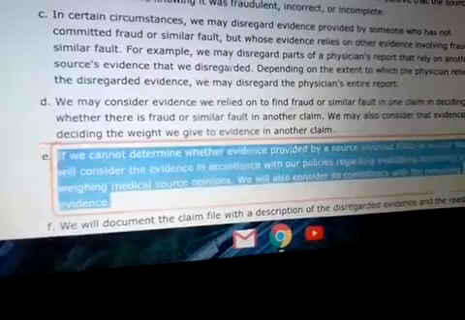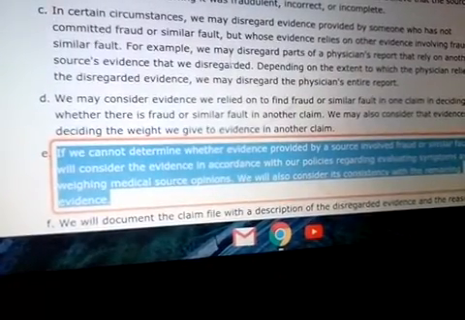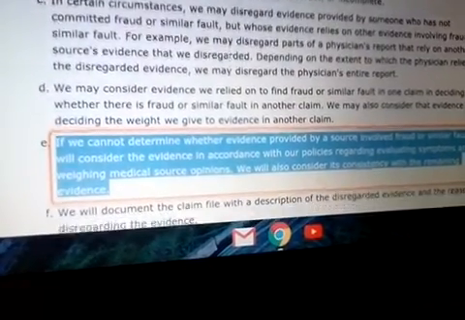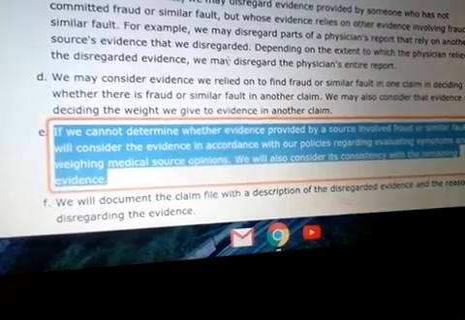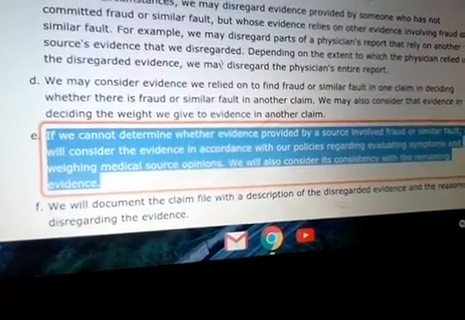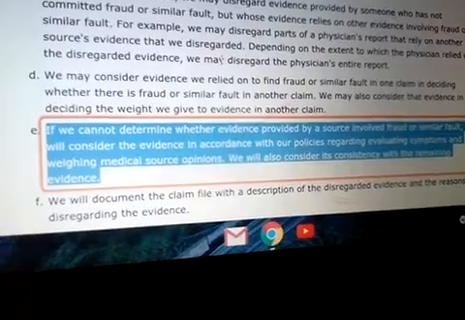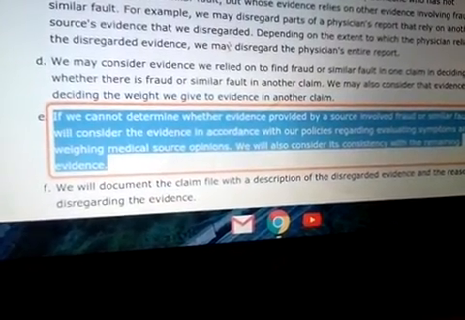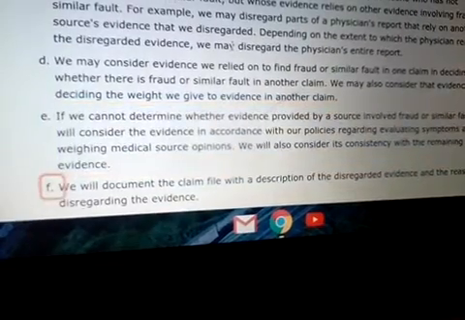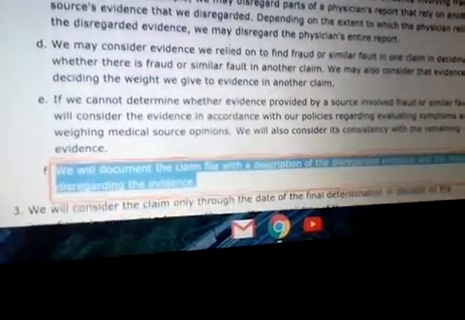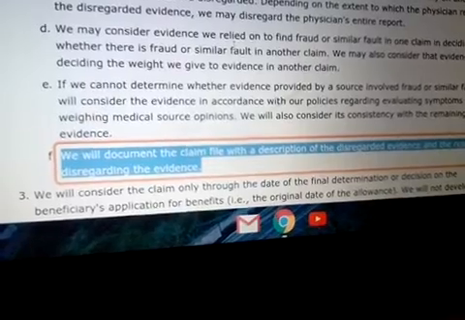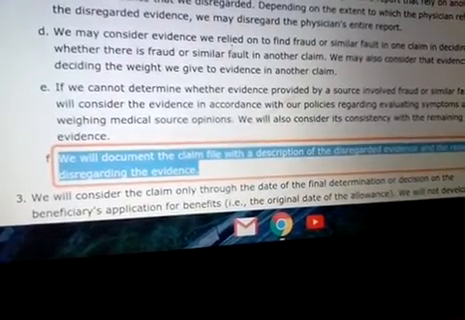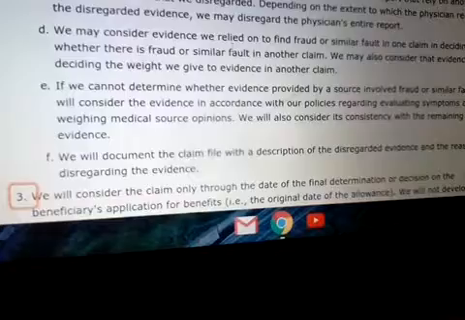E. If we cannot determine whether evidence provided by a source involved fraud or similar fault, we will consider the evidence in accordance with our policies regarding evaluating symptoms and weighing medical source opinions. We will also consider its consistency with the remaining evidence. F. We will document the claim file with a description of the disregarded evidence and the reasons for disregarding the evidence.